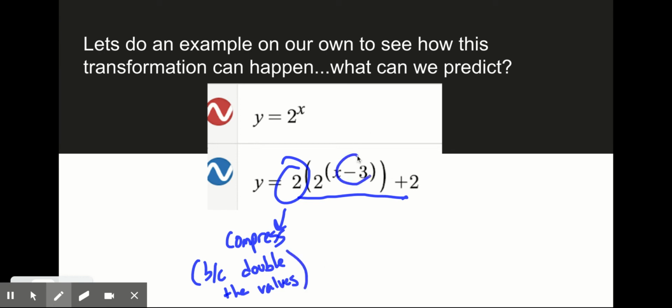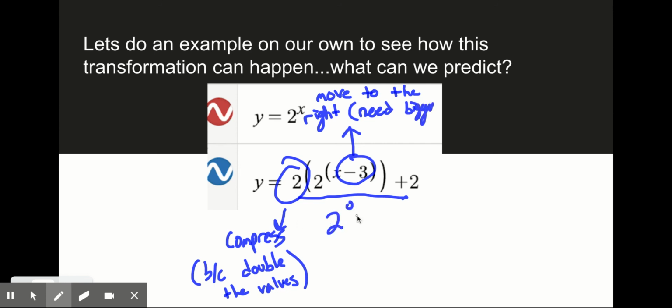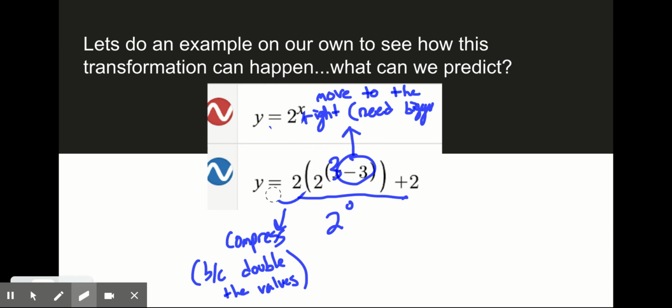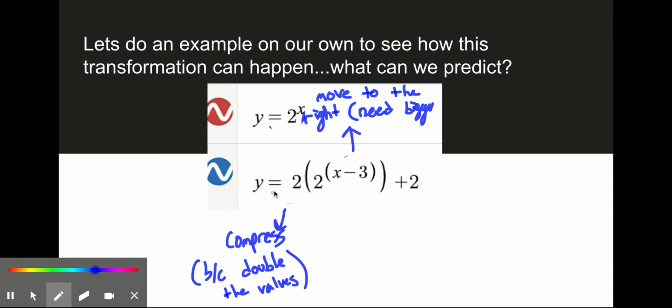I also am thinking, this tells me move to the right because I need bigger numbers. If you want to get something like 2 to the power of 0, you need to plug in 3. It used to be, for regular old 2 to the x, that if you wanted to plug in 0, you could get 2 to the power of 0. But if I plug in 0 with this one, I'm in some serious heat because I'm going to get 0 minus 3.